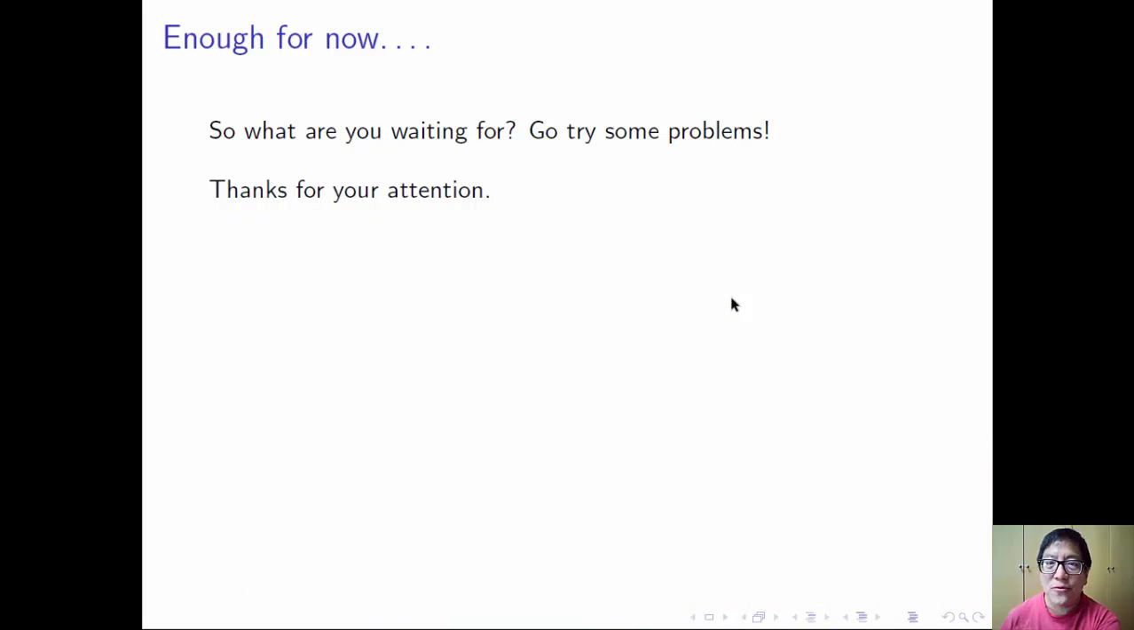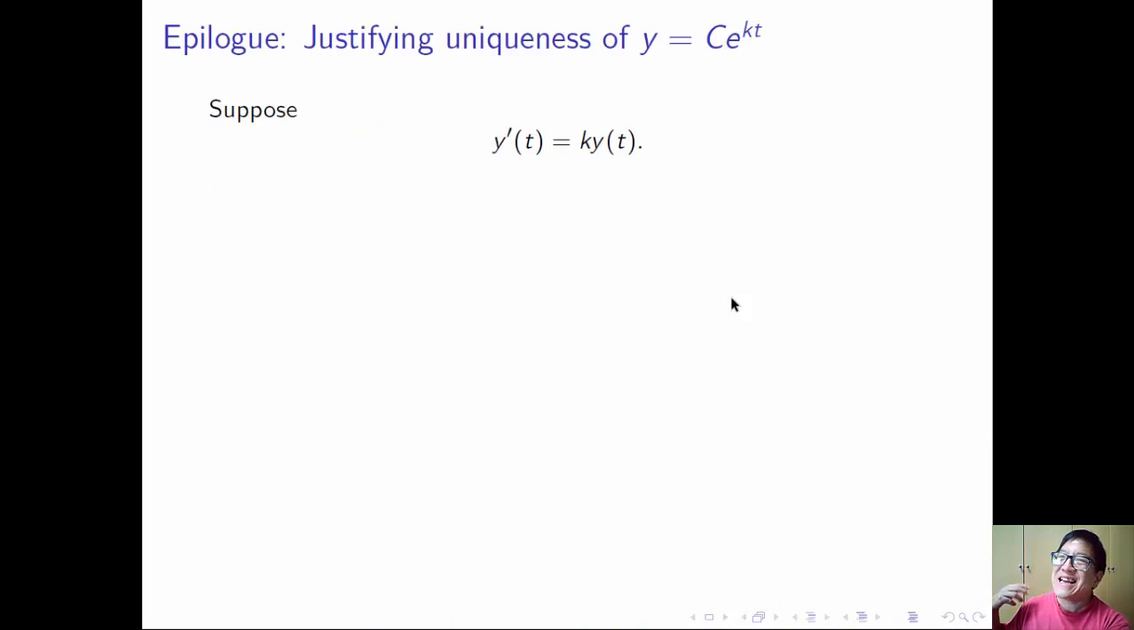Okay, so let's explain where that solution comes from, or at least not exactly where it comes from. This is a bit of a bait and switch, sorry. What I'm going to do is justify to you that it is the only possible solution to the equation y prime equals k y of t. So here's why y equals c times e to the kt is the only possible solution to y prime equals ky.